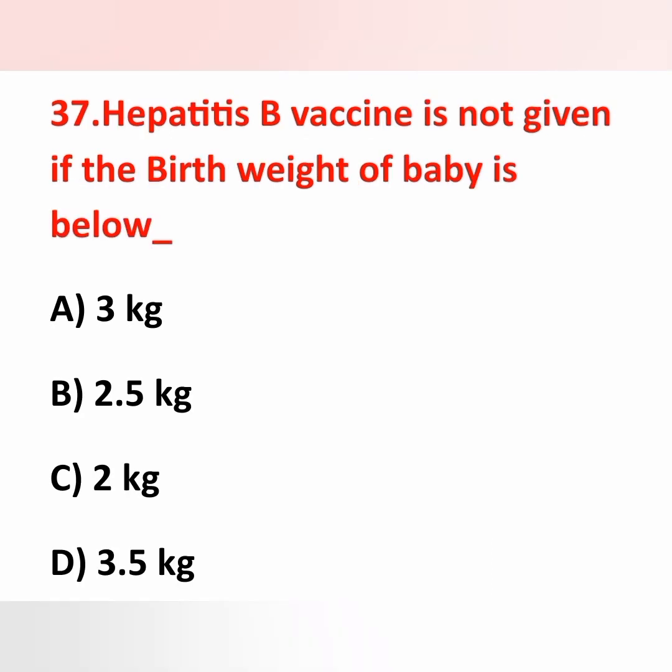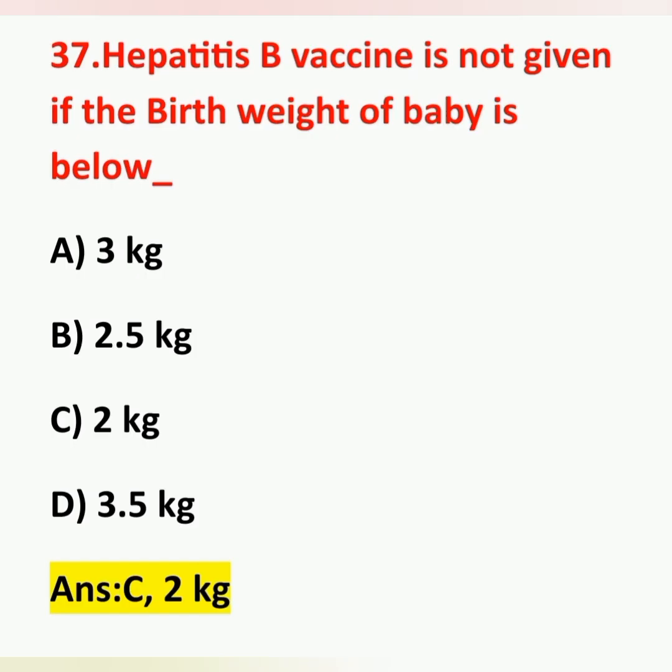The next question, hepatitis B vaccine is not given if the birth weight of a baby is below dash. The options are below 3 kg, below 2.5 kg, below 2 kg, and option D below 3.5 kg. Hepatitis B vaccine is not given if the birth weight of the baby is below 2 kg. Option C is correct.